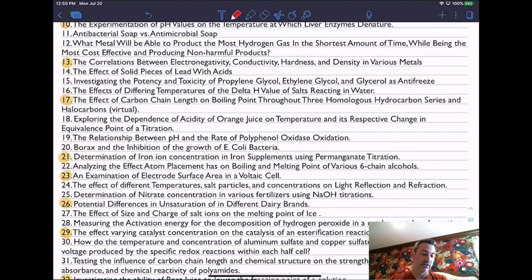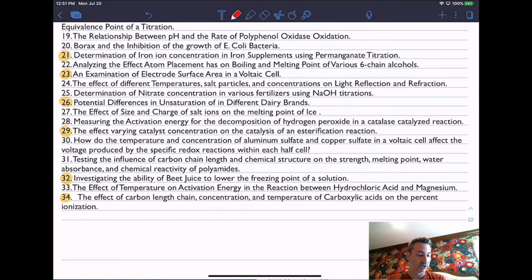And this student, they could have done a really great job of this, but I felt like this really highlighted what could go wrong with a virtual experiment because they didn't put in the time to really analyze the data. They collected the data by looking at different sources, but then their analysis of it wasn't deep enough, and that hurt them. Number 21, determination of iron ion concentration in iron supplements using permanganate titration.